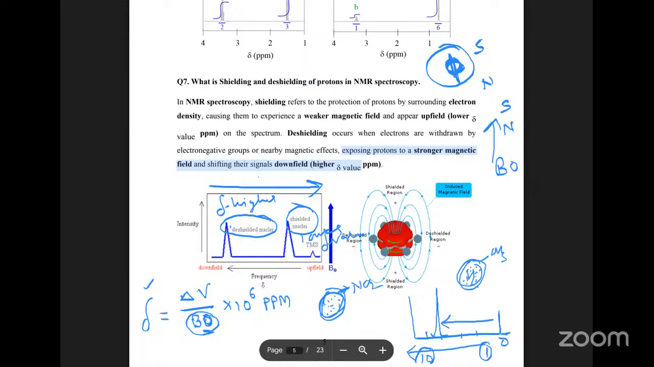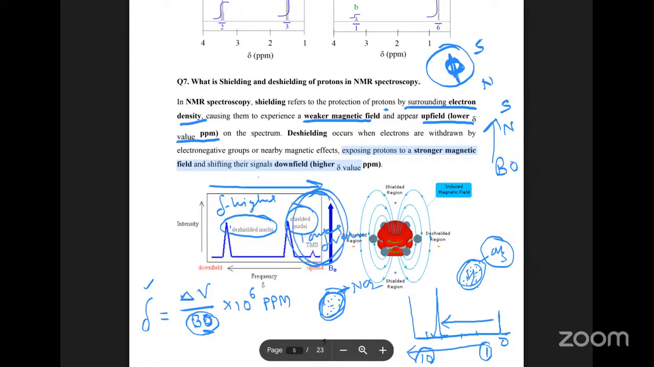Whenever there is an electron withdrawing group in the system, the protons are deshielded. They require a lesser magnetic field. Those having a less electronegative atom, like CH3, have a lower del value. That means they are shielded. So in simple language, how will you understand this phenomenon? In NMR spectroscopy, shielding refers to the protection of the proton by surrounding electron density, causing it to experience a weaker magnetic field and appear upfield, at a lower del value. That means these are upfield protons.